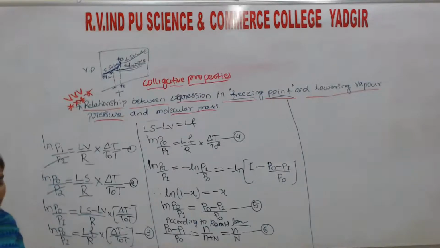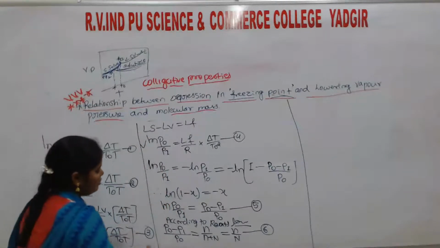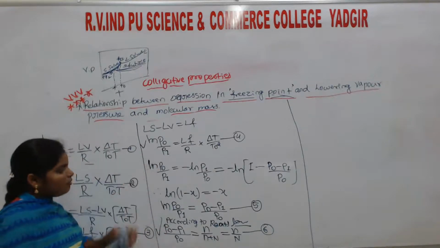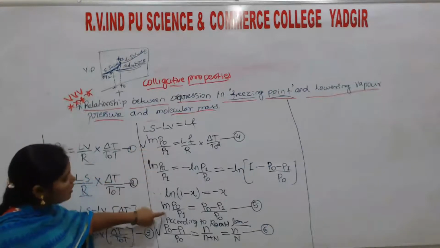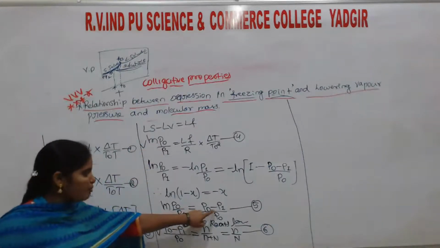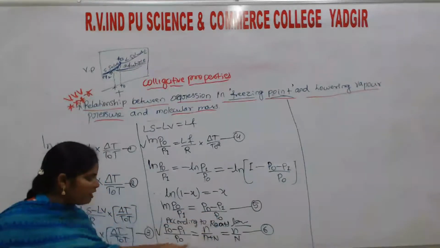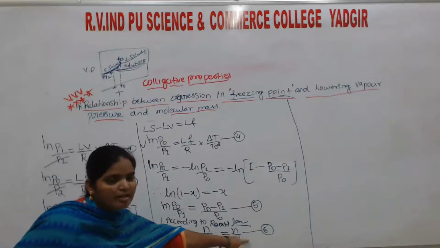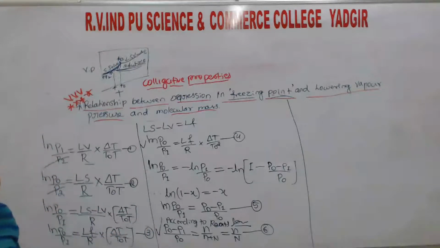Next, from equation number 4 and 6, substitute this equation and this equation. What happens here? ln of P naught by P1, here P naught minus P1 divided by P naught, is equal to n by N. I'll write here the equation number 4 and 6.